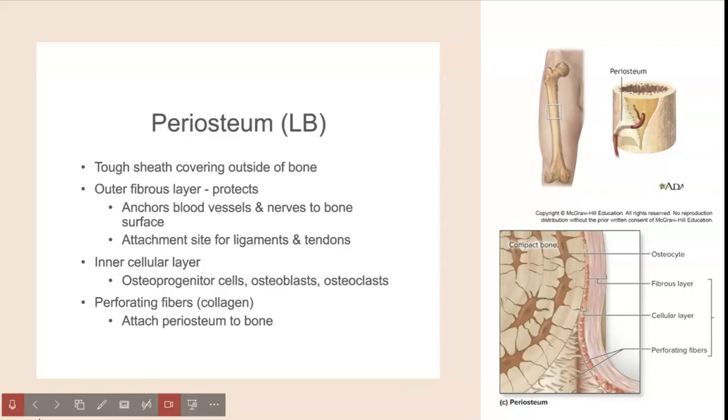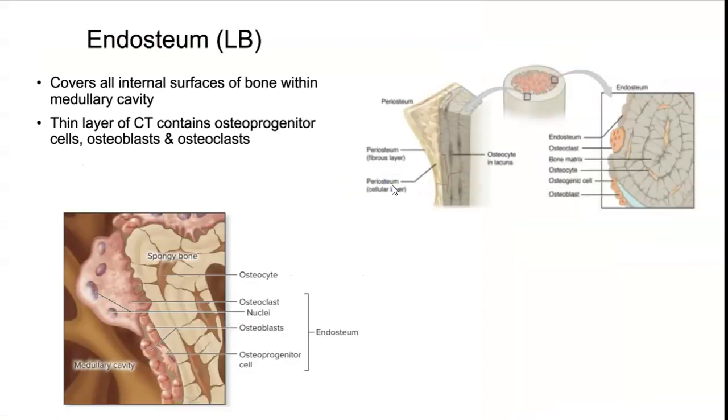The periosteum is also anchored to the bone by collagen fibers that we call perforating or Sharpey's fibers that run perpendicular to the diaphysis. In addition to the outer covering, the periosteum, we have the endosteum. Endo tells you inside. So the endosteum is a thin layer of connective tissue that also contains the cells, osteoprogenitors, osteoblasts, osteoclasts. It covers all of the internal surfaces of the medullary cavity. And just like the periosteum, it's active when the bone is growing, repairing, and remodeling.